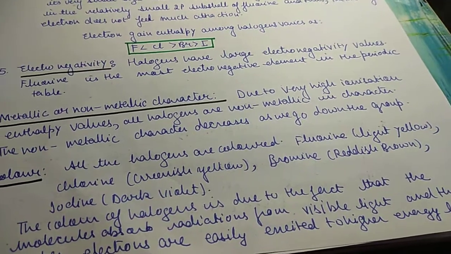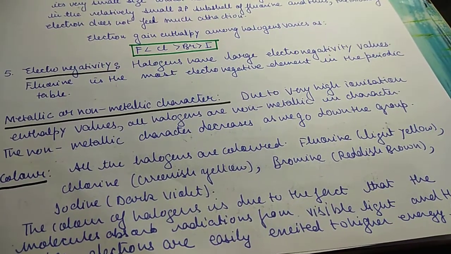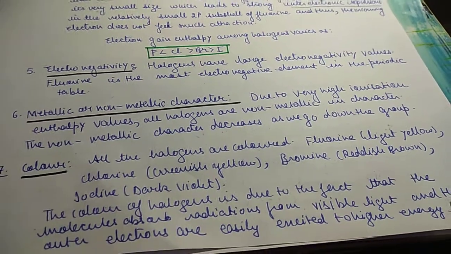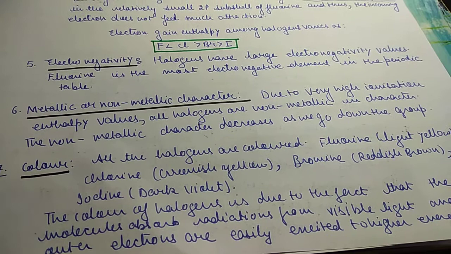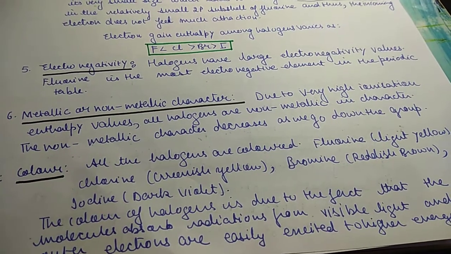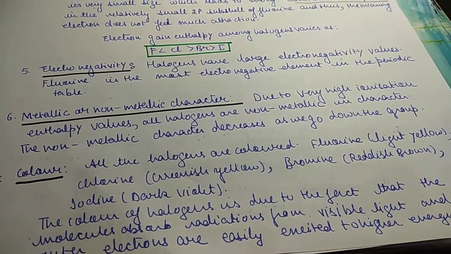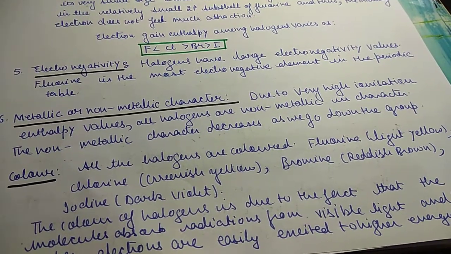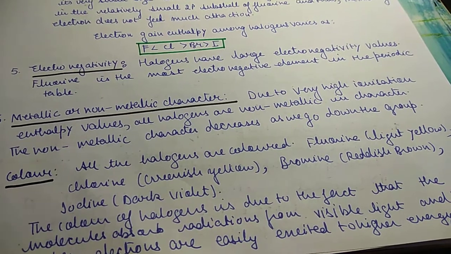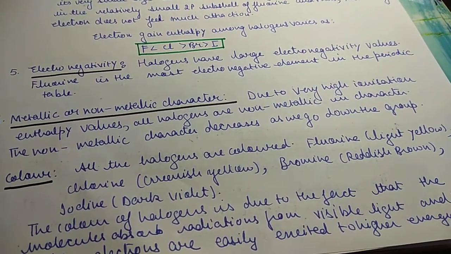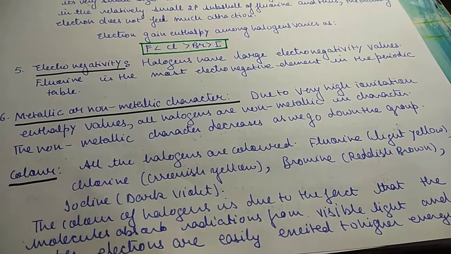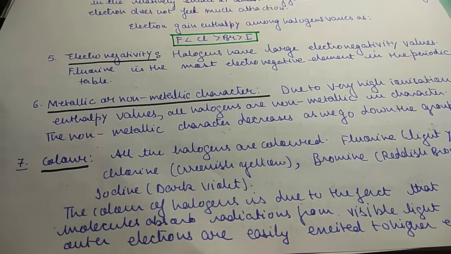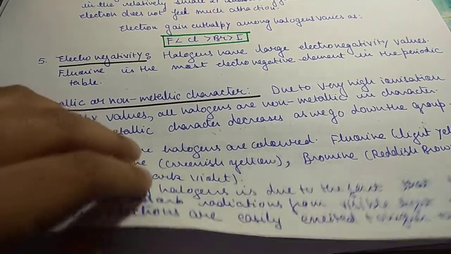When they lose their energy after being excited and come back to their original ground state, they lose energy in the form of radiation which has a particular wavelength, and the color corresponding to that wavelength is the color of the halogen that we see. So all halogens are colored.